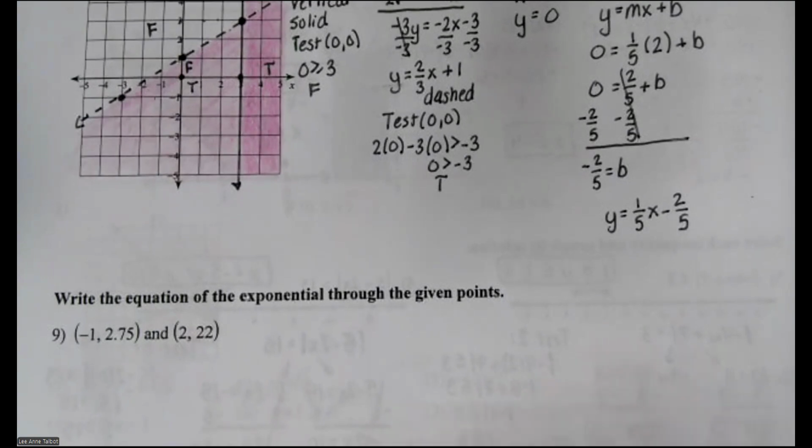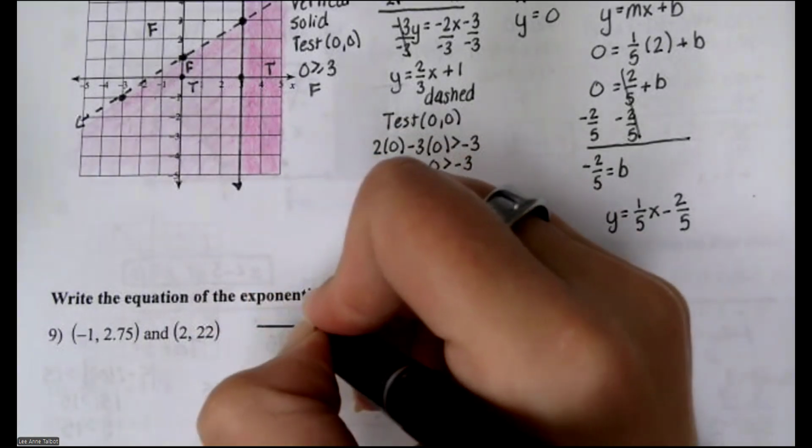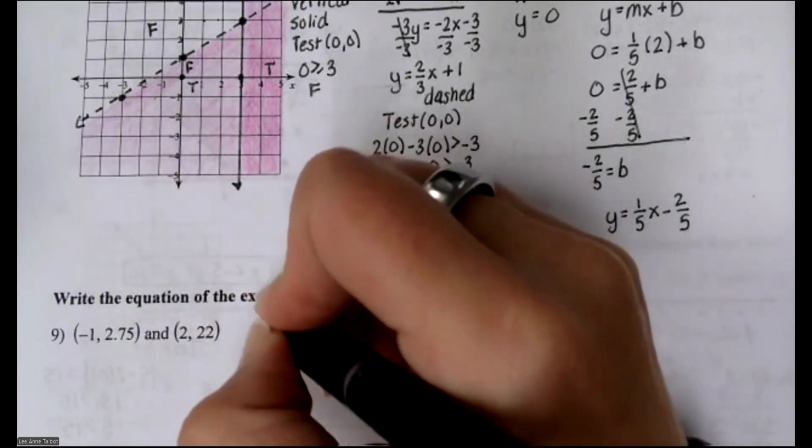Okay, now this one is on the quiz. This is exponential, which means this is the one where you go to the table.